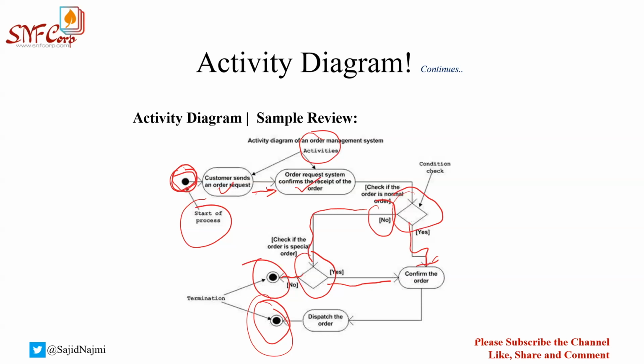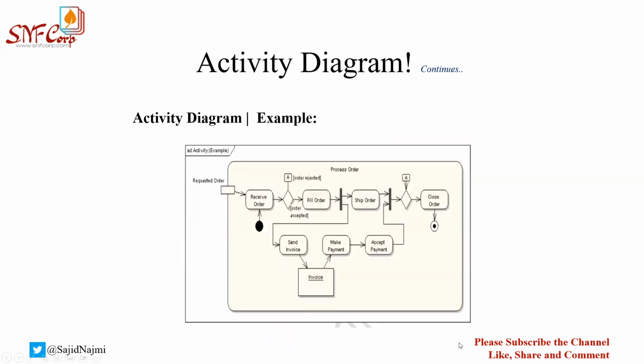All right. So one more example. So I'm receiving one order. If you see, this is the start point. The order was received, right? Now I am checking if the order was accepted or rejected. If you see the diagram, if the order was accepted, just follow this arrow. If the order is accepted, now I'm filling the order.